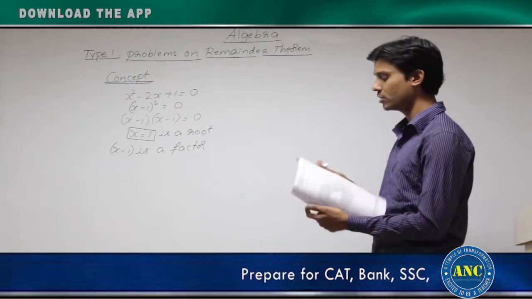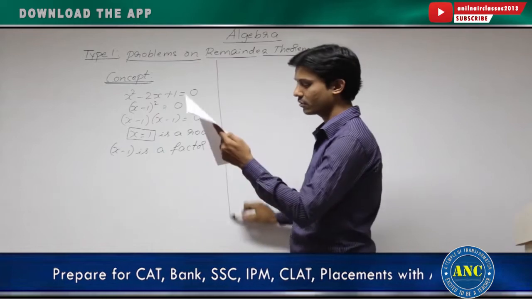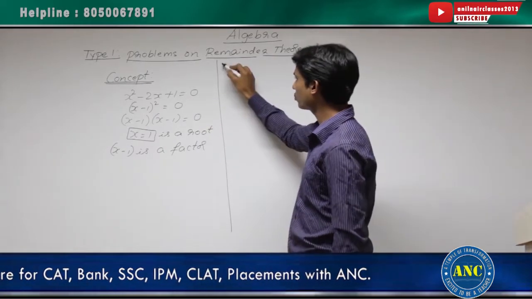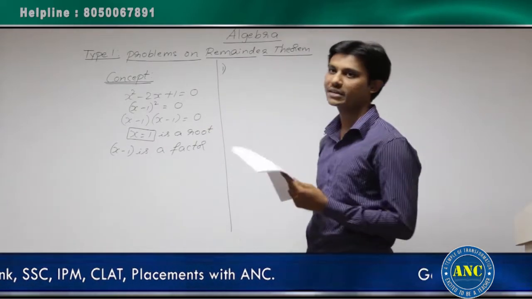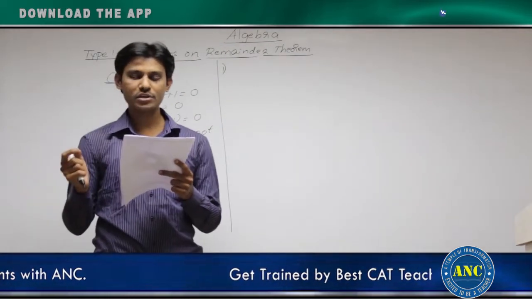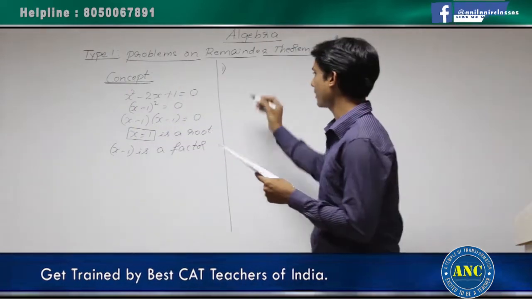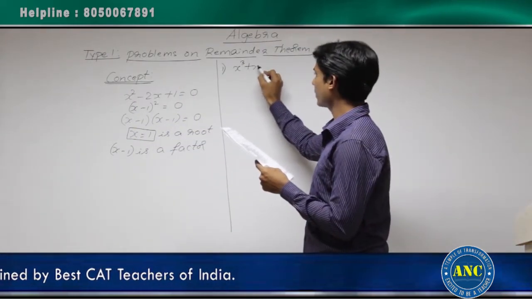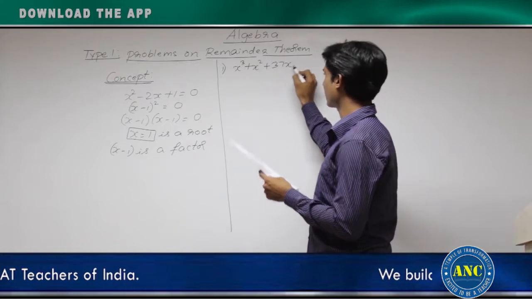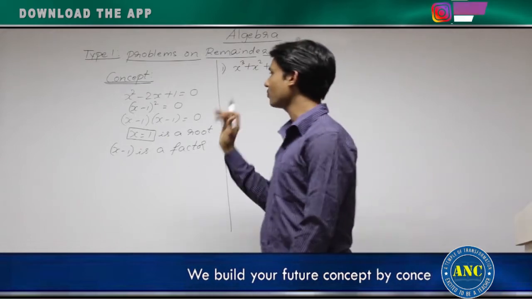Now see the first sheet. There are close to 10 very good questions in remainder theorem. Let us start with a very basic question. The question is: which of the following is a factor of x cube plus x square plus 37x minus 39?